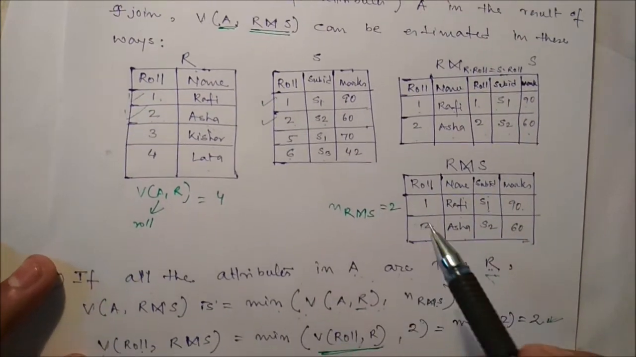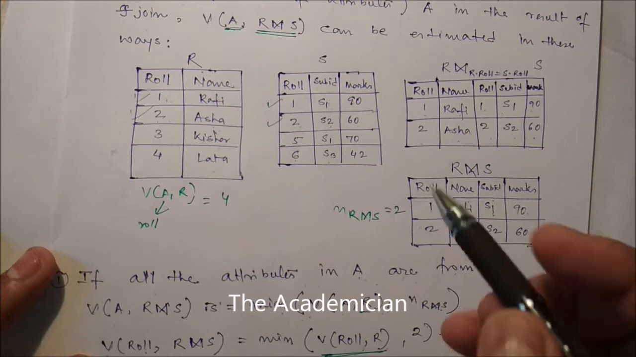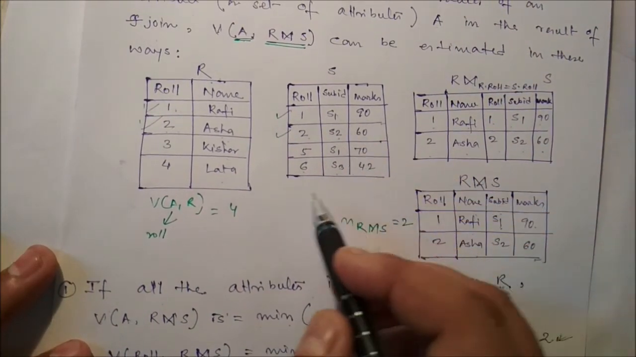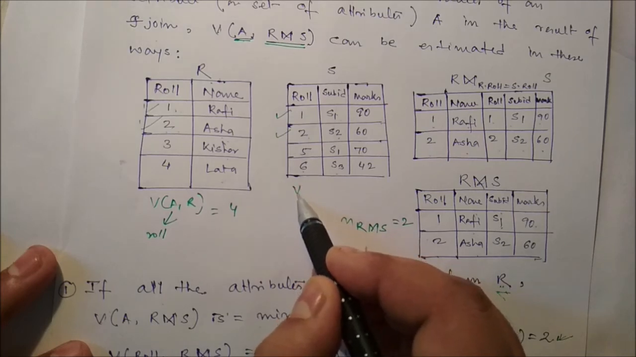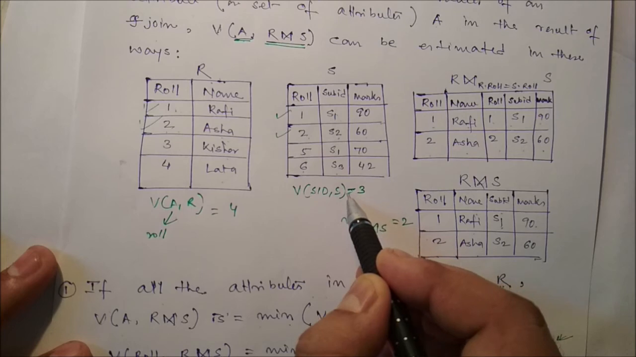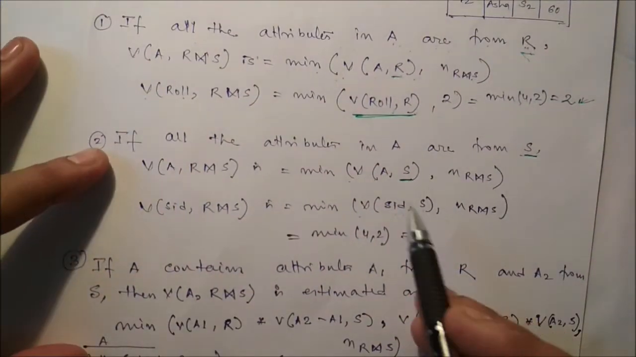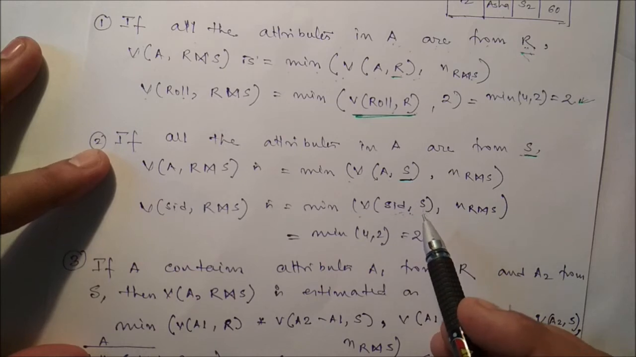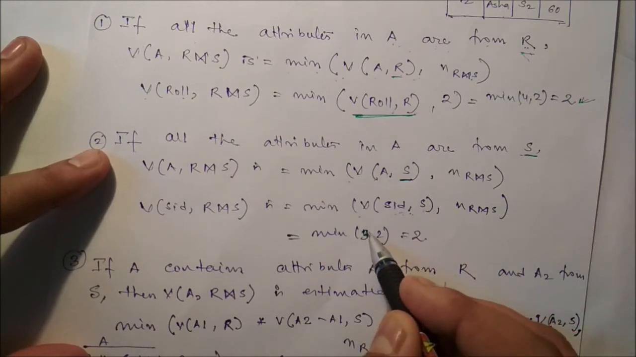So S1, S2, S3. So the answer is what? The answer is 3. Okay. So here S1, S2, S3. So how many distinct are there? So that means V(subject ID, S) is 3. Okay. So subject ID from S, how many subject IDs are there? So it should be 3.